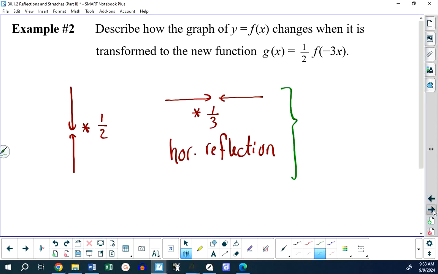These two things occur because b is equal to -3, and this occurs because a is equal to 1/2.